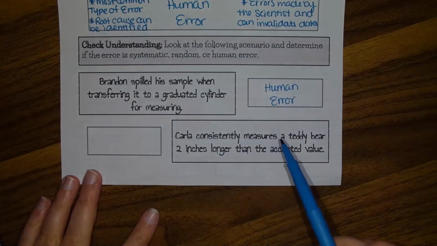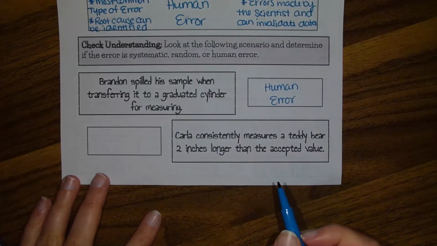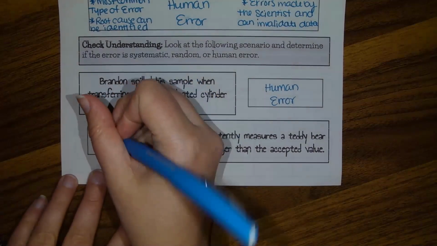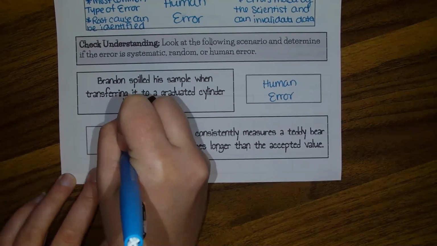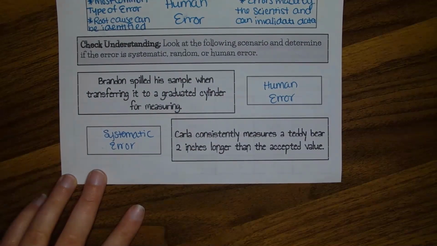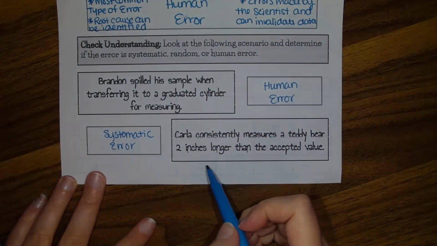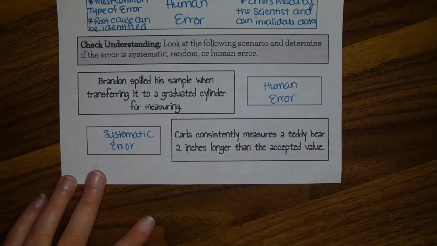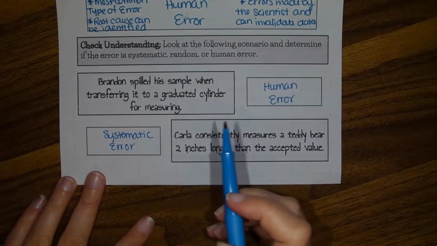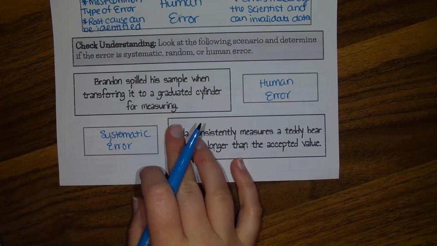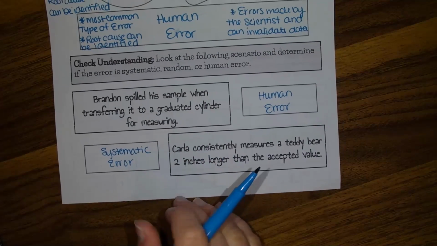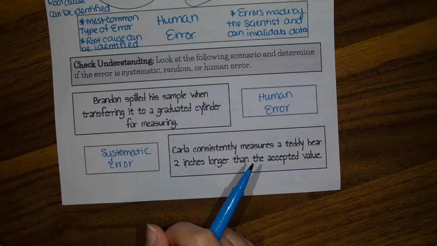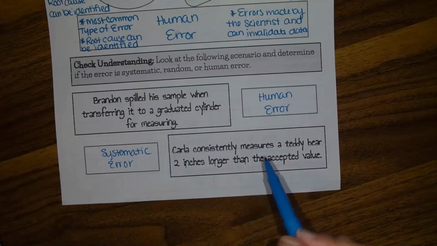The next one: Carla consistently measures a teddy bear 2 inches longer than the accepted value. So that would be a systematic error. It could also possibly be a human error, but the idea behind this is that her ruler was not made correctly, and so therefore she's measuring it 2 inches longer, or the teddy bear is made incorrectly, but there's a root cause that it's not the scientist. Now it could be that she just doesn't know how to use a ruler and is measuring 2 inches incorrectly because she doesn't know how to use a ruler. That is a possibility as well, in which case that would be considered human error.